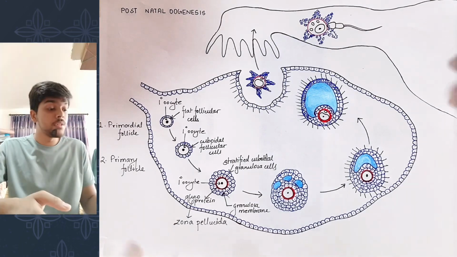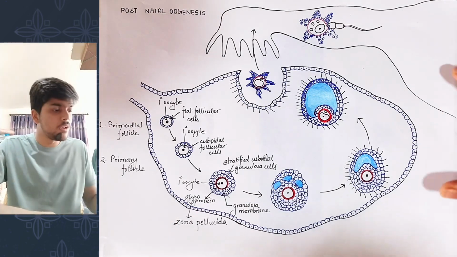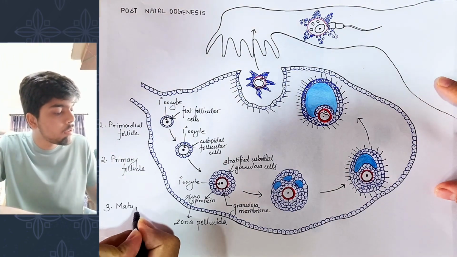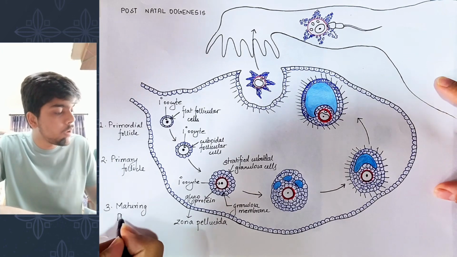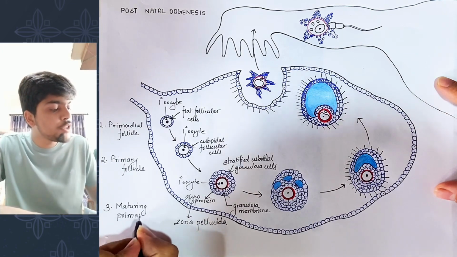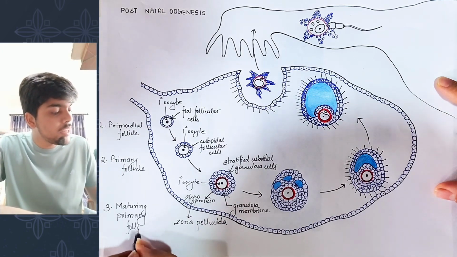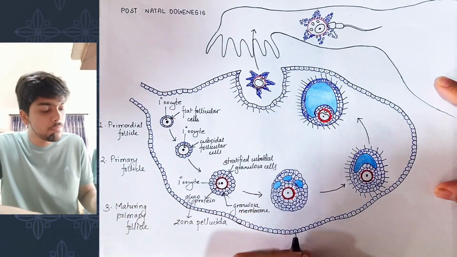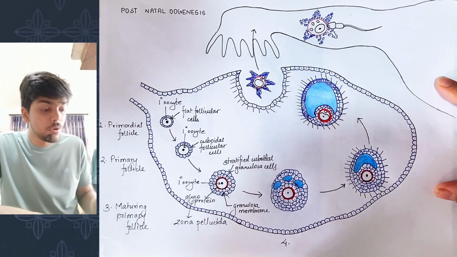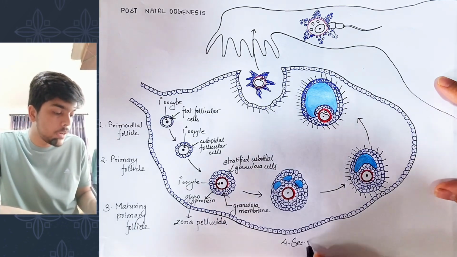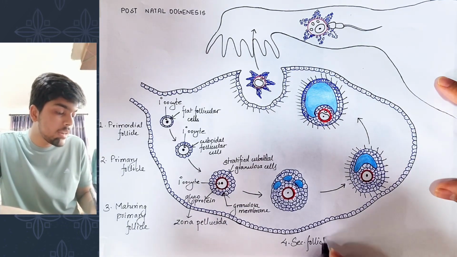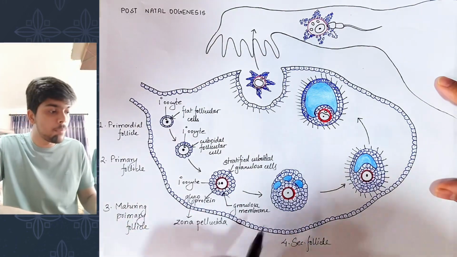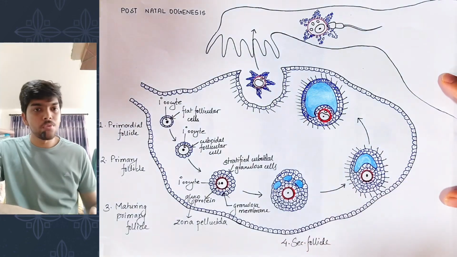I explained a lot about this follicle, but what's the name of this follicle? This is your number 3, that is the maturing primary follicle. It's called a maturing primary follicle because it is through this follicle that the primary follicle finally matures into what we call a secondary follicle. So it is kind of like an intermediate stage for follicular development from primary follicle to secondary follicle.